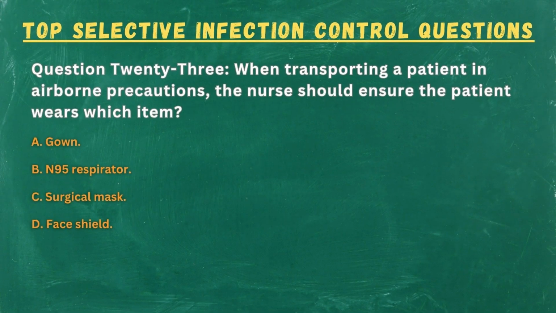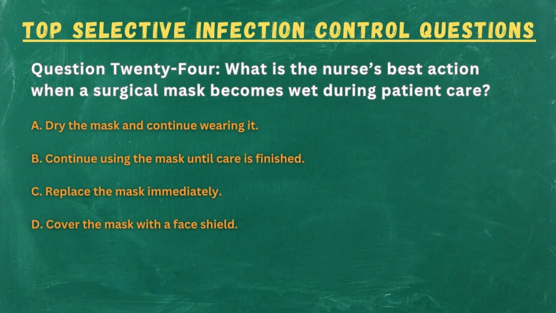Question 23. When transporting a patient in airborne precautions, the nurse should ensure the patient wears which item? A. Gown. B. N95 respirator. C. Surgical mask. D. Face shield. Answer: C. Surgical mask.